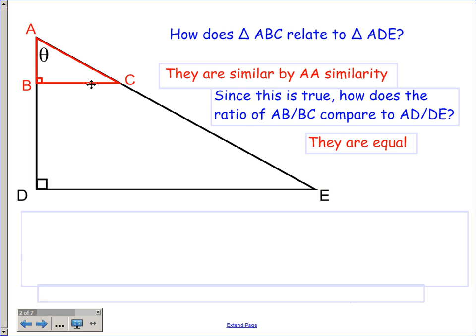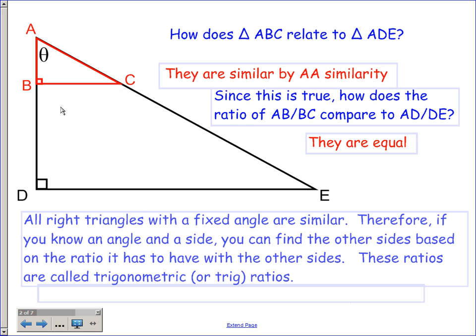Since that's true, it tells me that for any right triangle, if I know the angle, I can set up information to keep track of the ratio of any side to any other. Therefore, if I know the angle and just one side of a triangle, I should be able to figure out my other sides. All right triangles with a fixed angle are similar because of this relationship that I show you here.